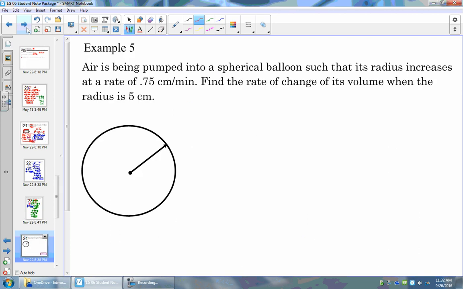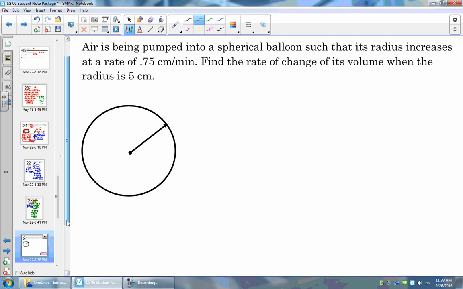All right, now the last example, again, this one is not as hard as the last one. So if you kind of cheated and just listened to the solution for the last one, I really want you to pause and try this one yourself because you're definitely going to get it. All right, example number 5. Air is being pumped into a spherical balloon such that its radius increases at a rate of 0.75 centimeters per minute. Find the rate of change of its volume when the radius is 5 centimeters.